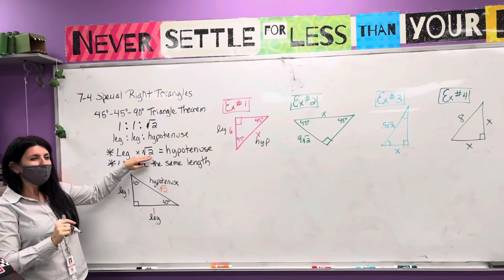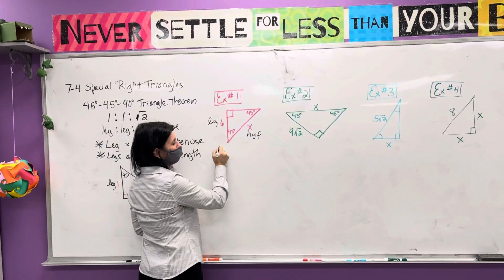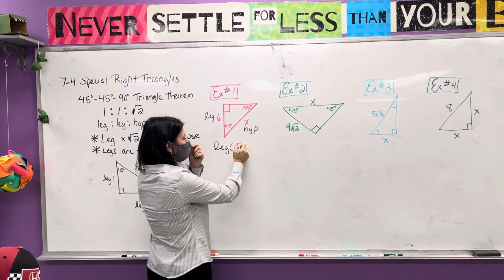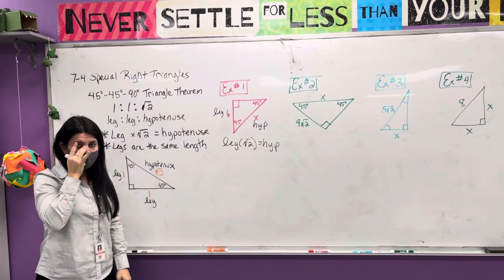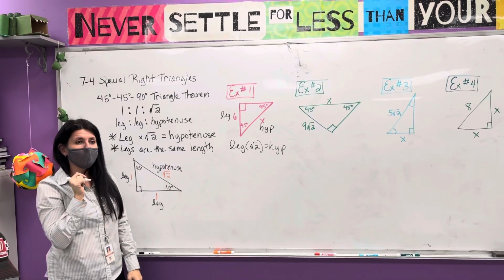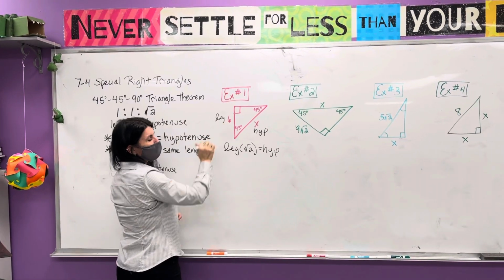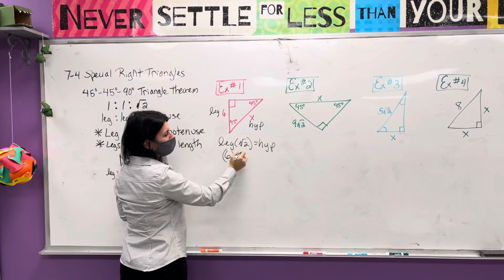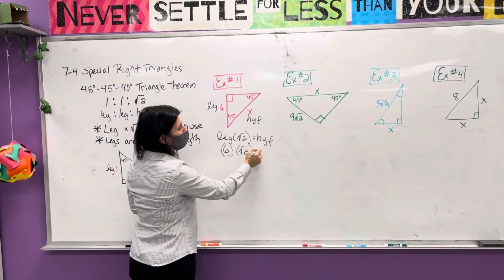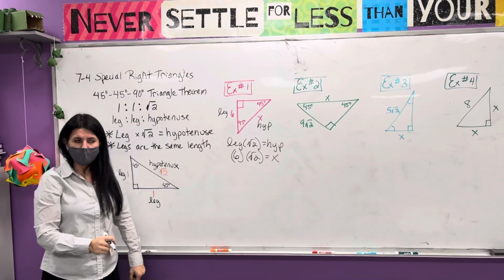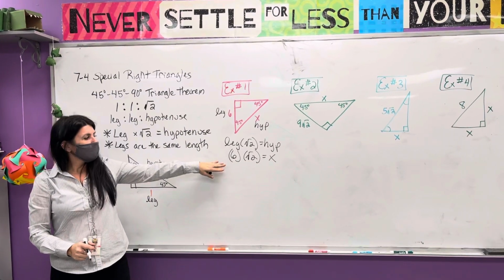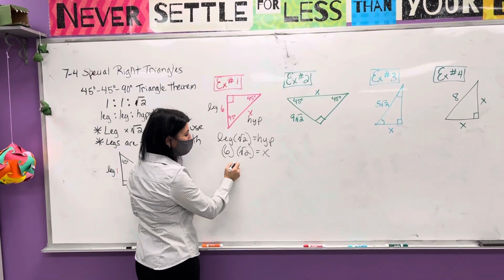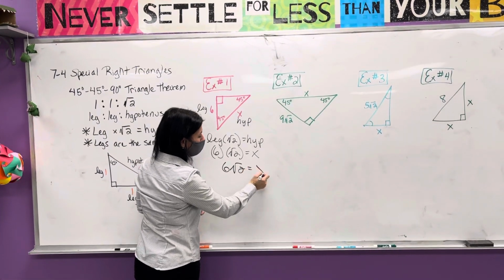Then I'm going to write this formula, so again, I don't make mistakes. Leg times the square root of 2 is the hypotenuse. By writing that formula, that keeps you from making a mistake and putting something in the wrong spot. I labeled up here that the leg is 6 times the square root of 2, and the hypotenuse is x. Don't overthink this. 6 times the square root of 2 is just 6 square root of 2.